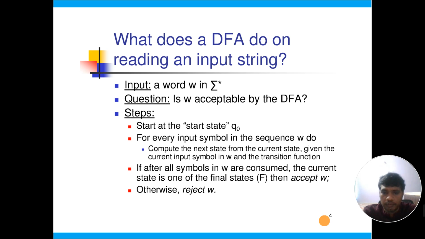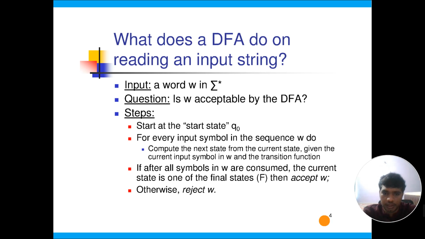Why do we use a DFA to recognize whether a language is regular or not? Language is a set of strings. We take the set of strings of that language and see whether they are accepted by the DFA or not. Starting from the state q naught and taking the input symbols of the string one by one, if we reach the final state after reading the last symbol, then we accept that string.